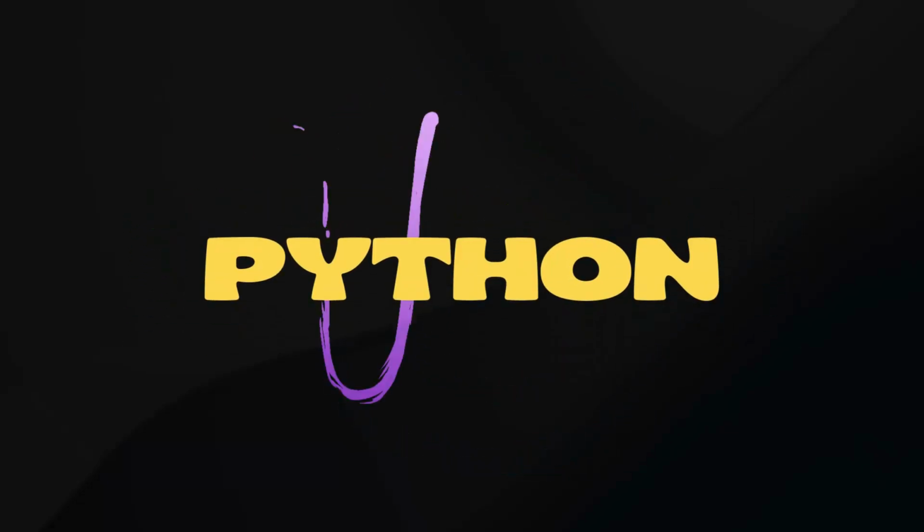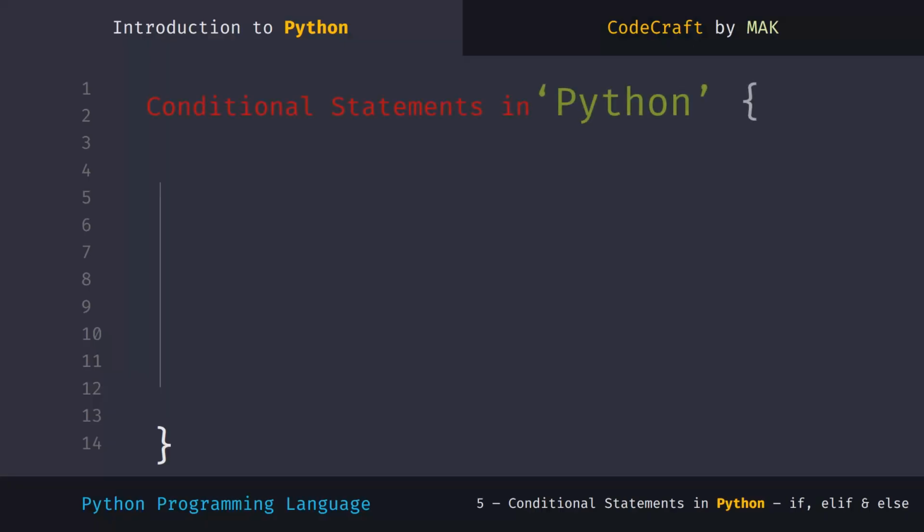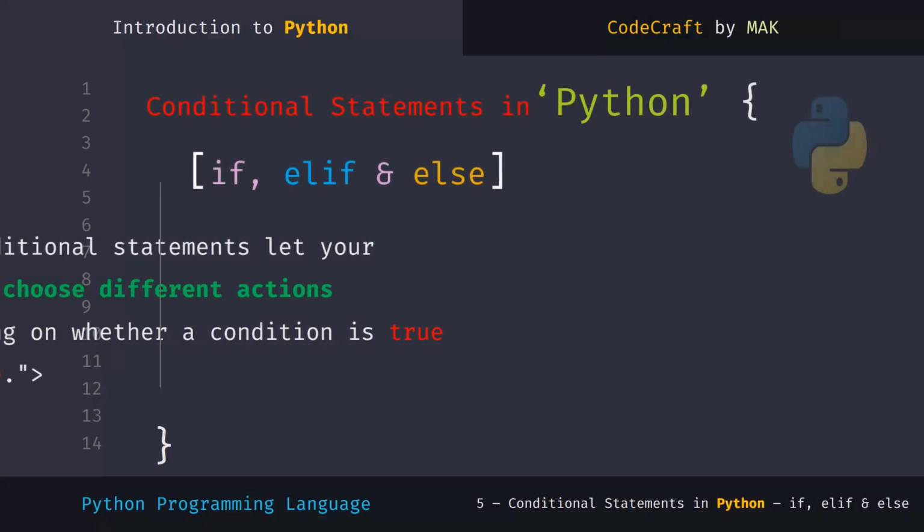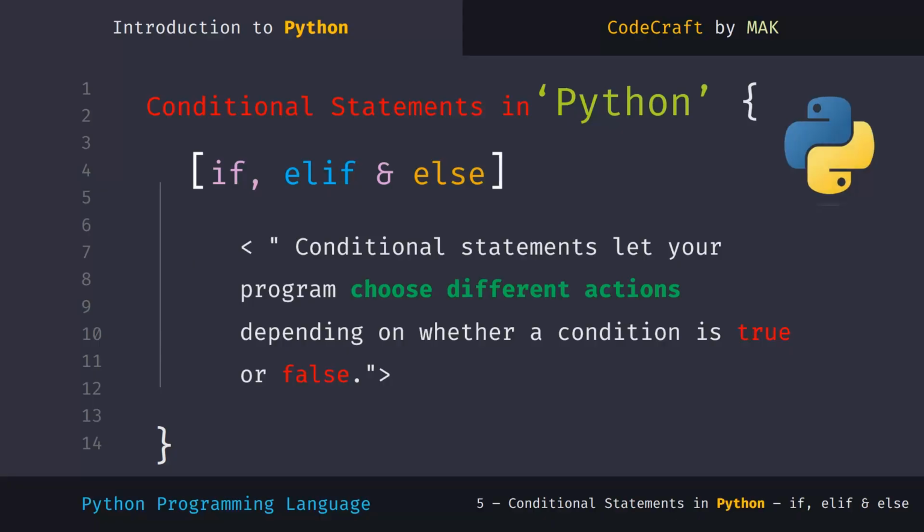In the last video, we learned about operators in Python: arithmetic, comparison, and logical. Now it's time to see how Python makes decisions using conditional statements. Conditional statements let your program choose different actions depending on whether a condition is true or false. In Python, we use if, elif, and else.